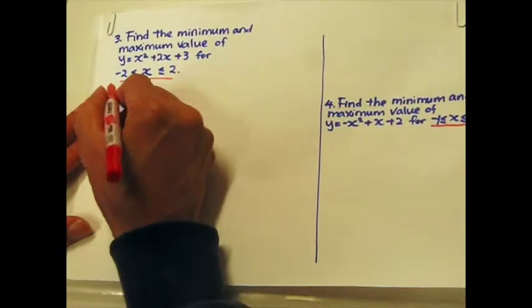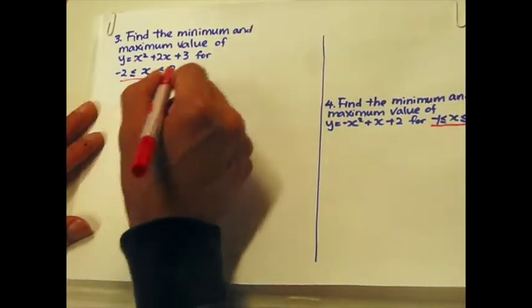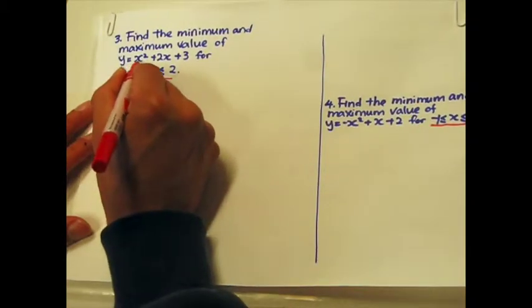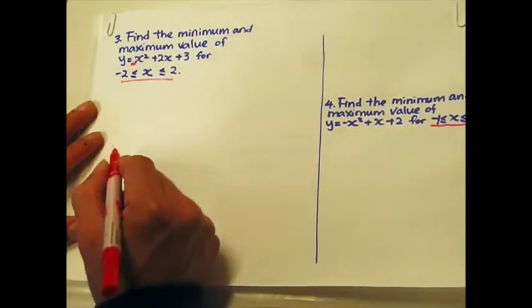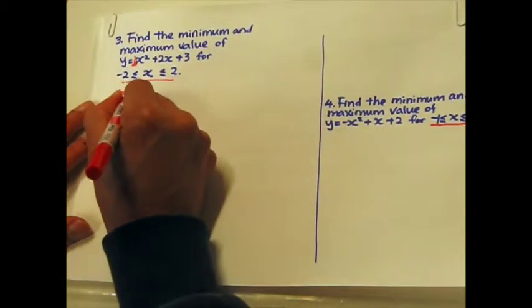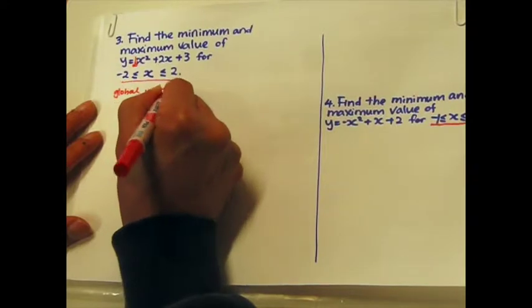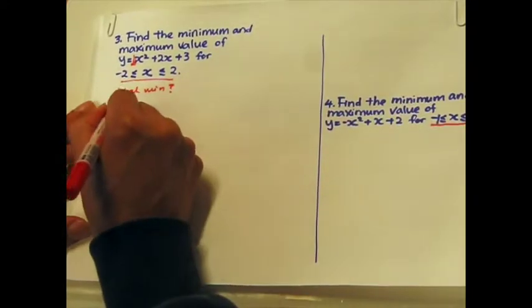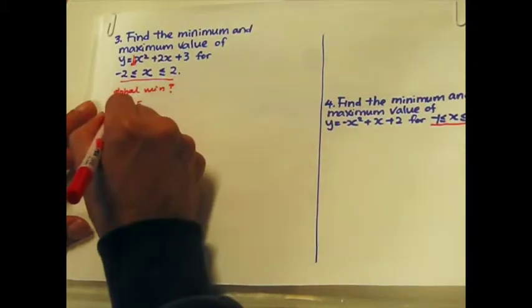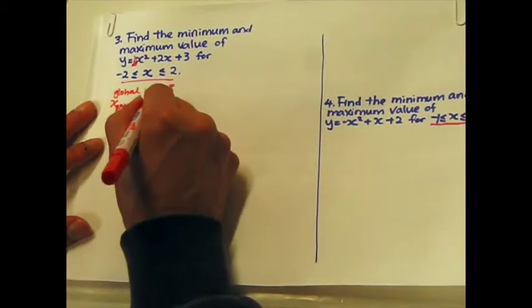Assume that here we do not have any restriction on the domain. And where is the global minimum? This is a global minimum, because the coefficient here is plus. So where is the global minimum? In this case, x minimum of the global one will be negative b over 2a.